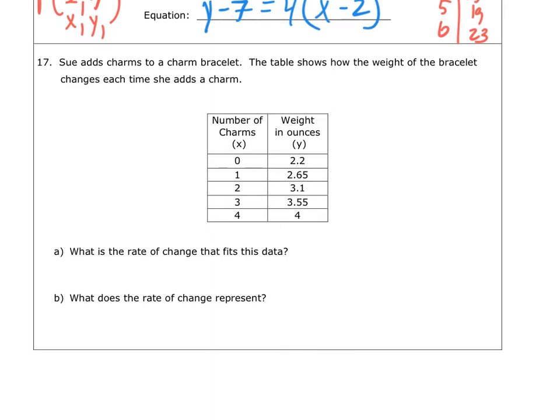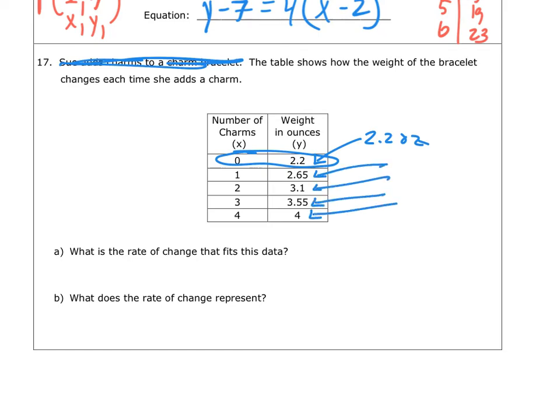Number 17, Sue adds charms to a charm bracelet. All right, that's nice, but it's really extra information. The table shows how the weight of the bracelets changes each time she adds a charm. Okay, so the bracelet weighs a certain amount, right? When it has 0 charms, it weighs 2.2 ounces. But each time she adds a charm, the weight goes up. That's what this table is saying.